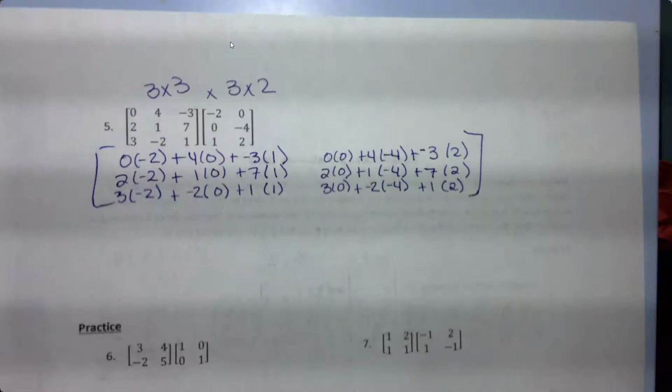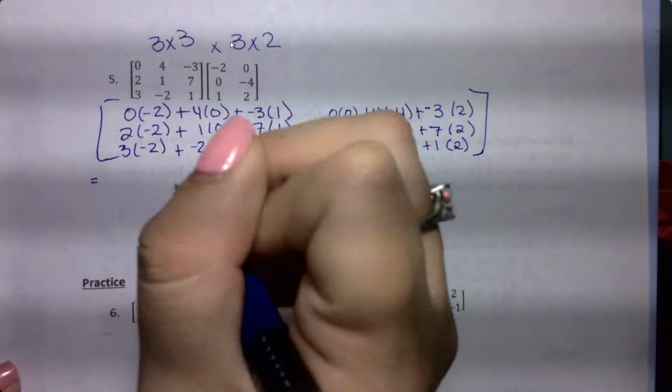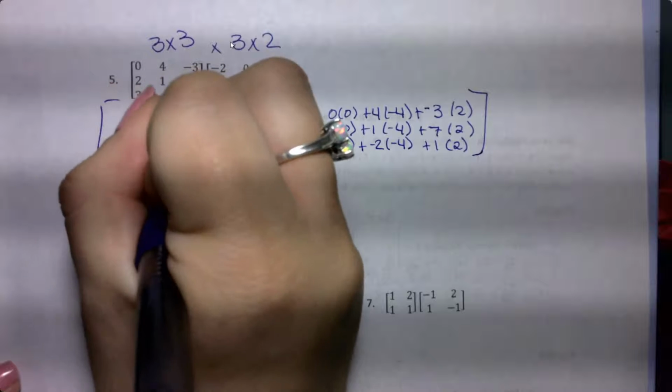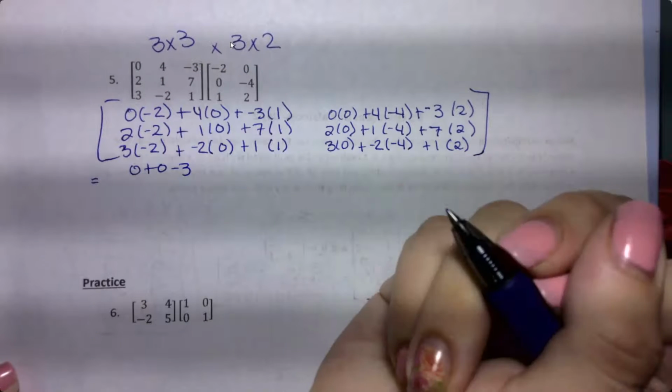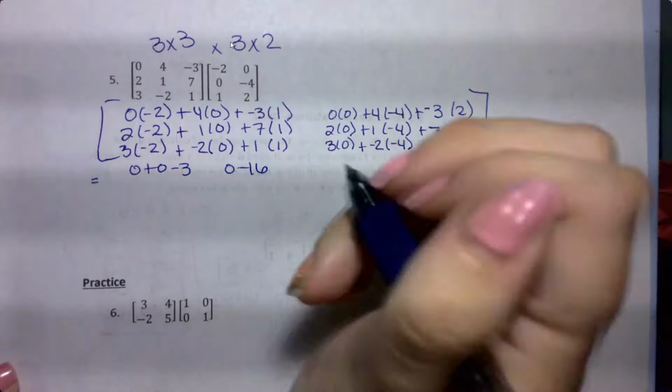Then I want to go ahead and multiply everything. So then for my first row, first column, I have 0 plus 0 minus 3. First row, second column, I have 0 minus 16 minus 6.